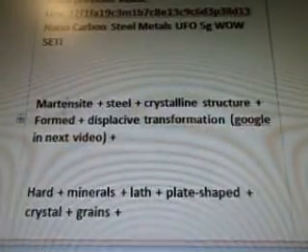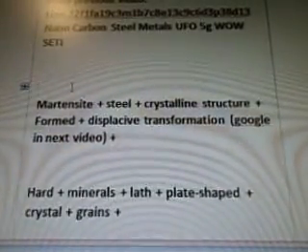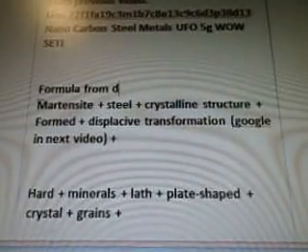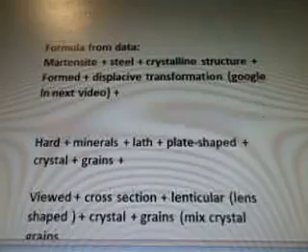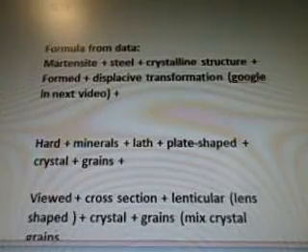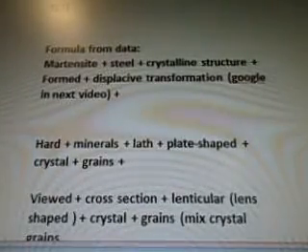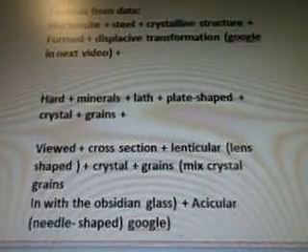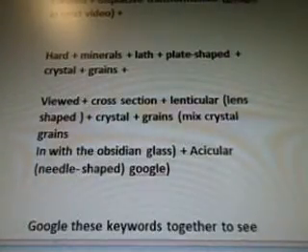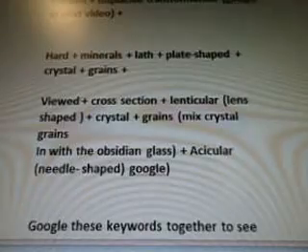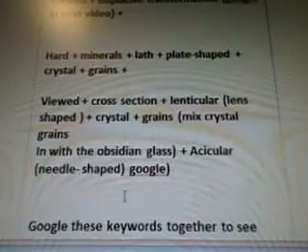I don't know from the data. It's martensite plus steel crystalline structure formed displacive transformation and hard minerals lath plate shaped crystal grains viewed cross section lenticular lens shaped crystal grains. So I'm going to mix the crystal grains in with obsidian glass and acicular needle-shaped crystals.